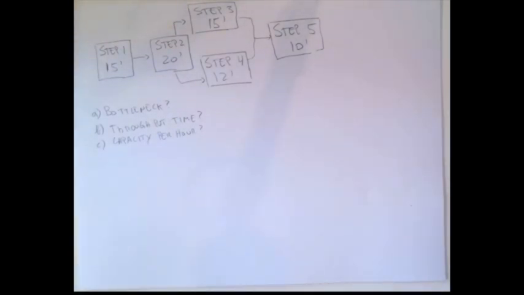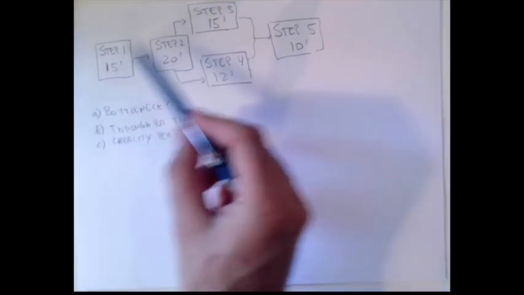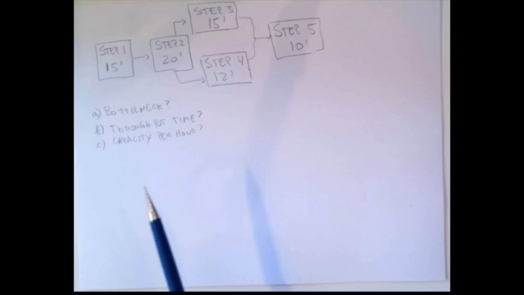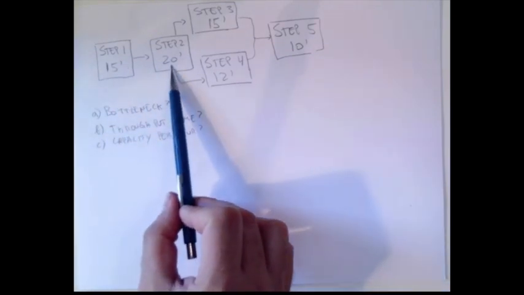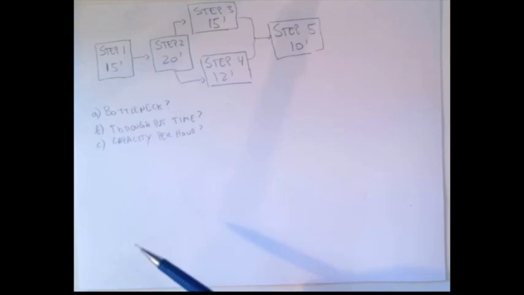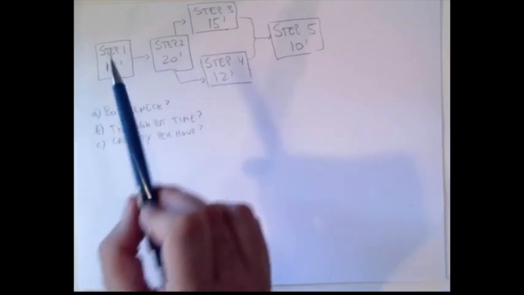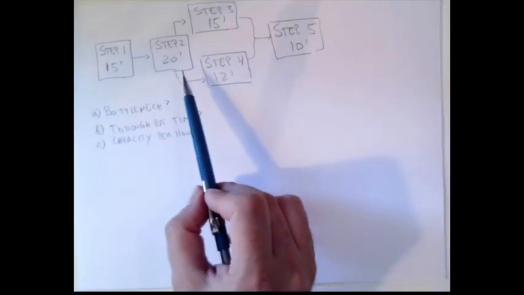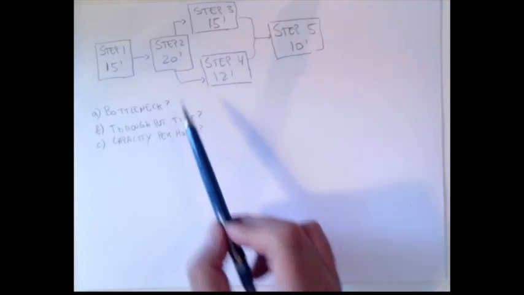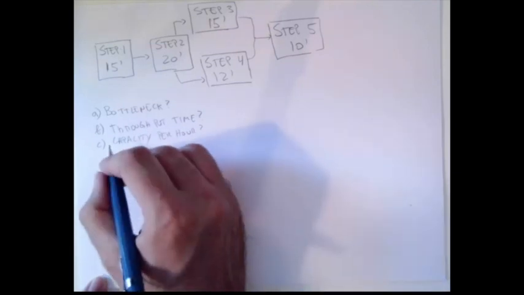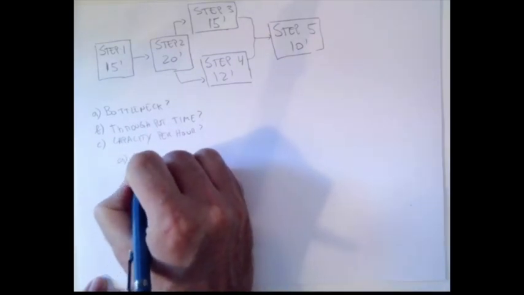Okay, so here we have the problem. I just drew the diagram again and put the questions. The first question is, what process is the bottleneck? So we have here 15 minutes, 20 minutes, 15, 12, and 10. The bottleneck, as we saw in the previous video, is the slowest process, or the process with the highest time. It takes more time. So we can see that step number 2 is going to be the bottleneck because it takes 20 minutes. So it's the slowest process, and I did that just by looking at the numbers. So A is going to be step 2.